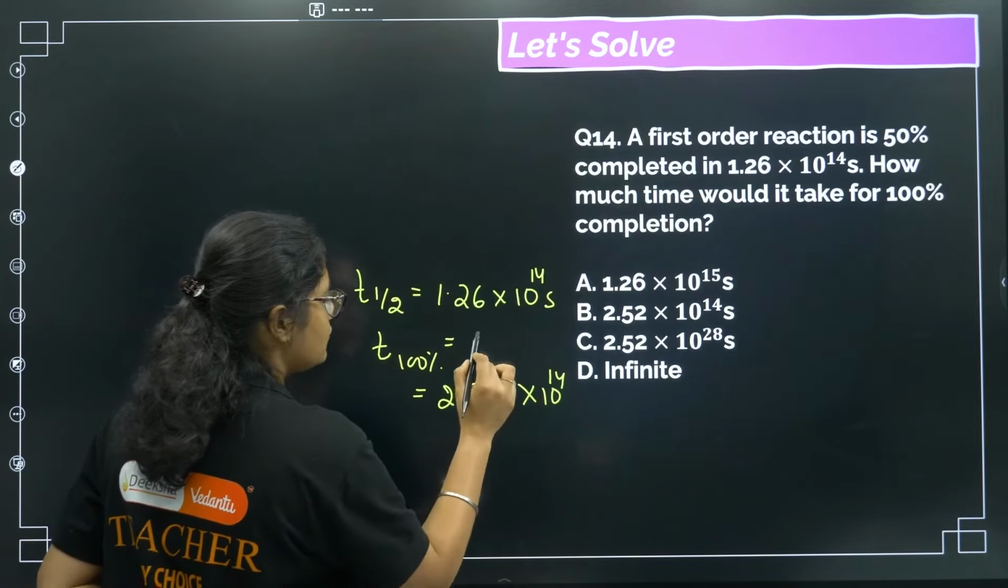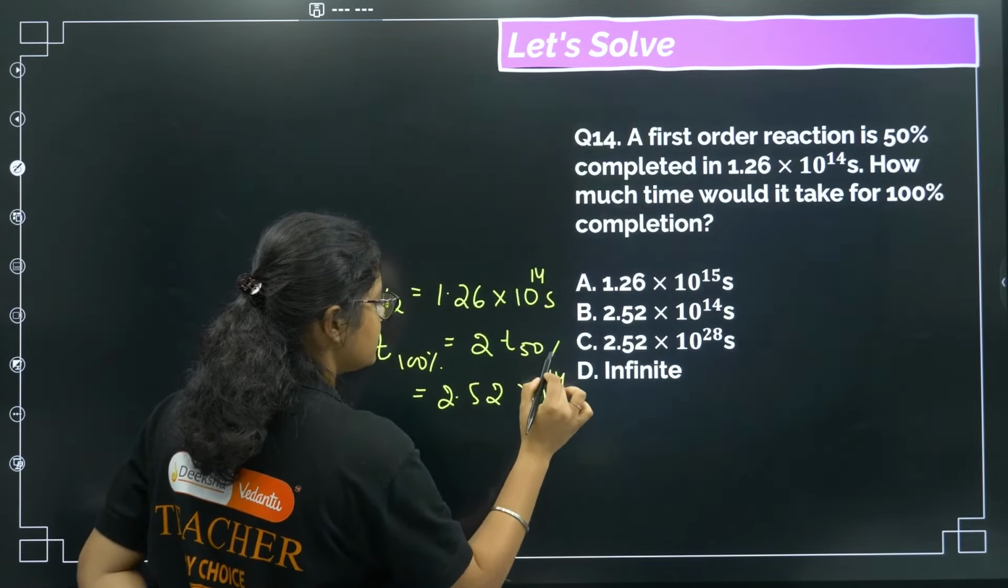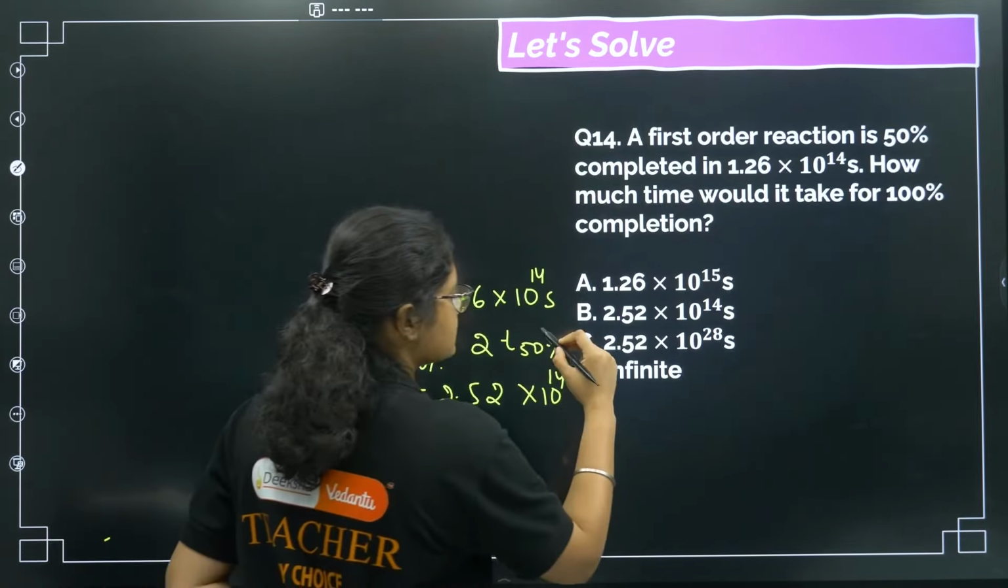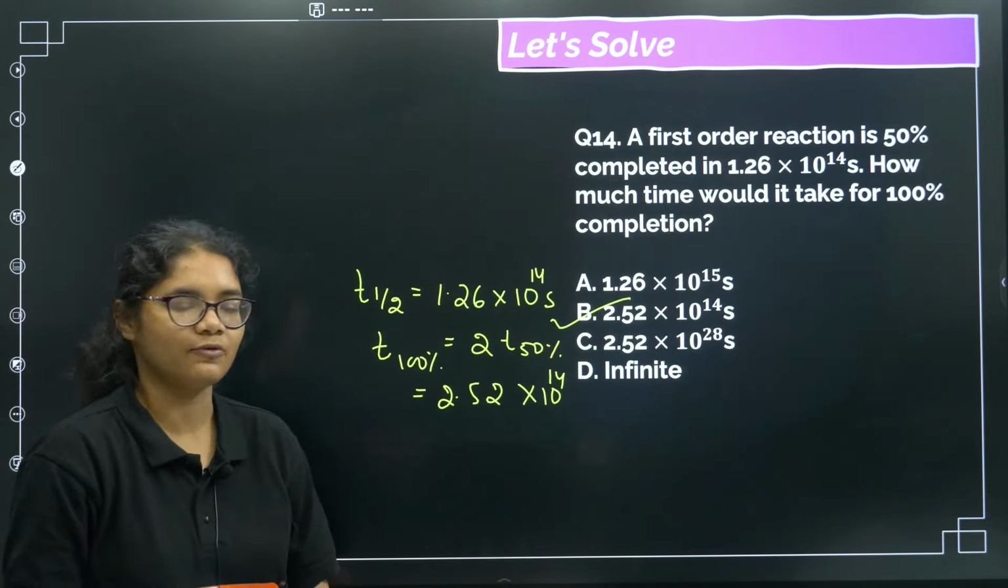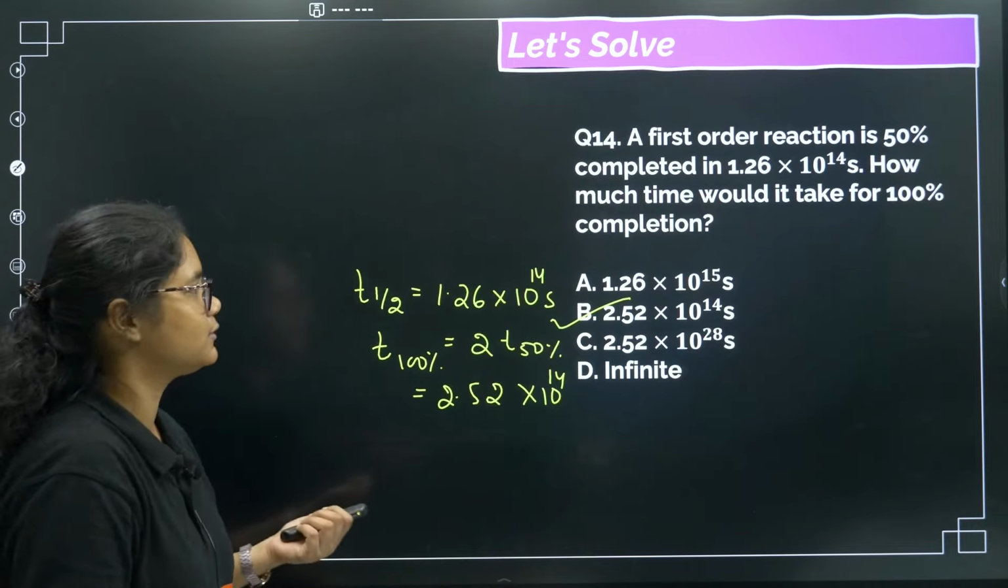So I can write 2 times the time for 50%. So the correct answer will be 2.52 into 10 to the power of 14 seconds. Okay, very simple and easy question.